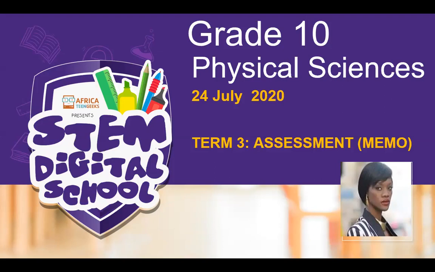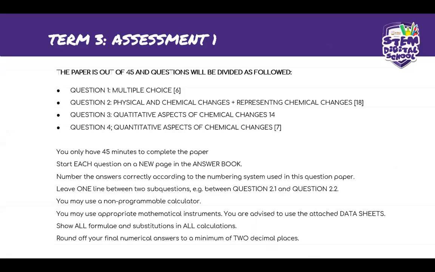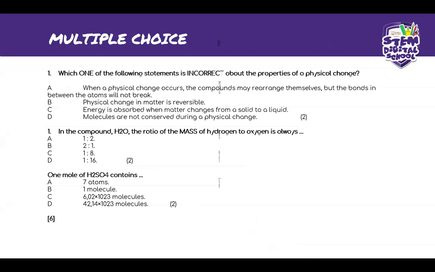Okay. So our paper was out of 45 marks, and these were the first questions. These are questions that you guys are going to answer for me, so please open up your chats. On number one: which one of the following statements is incorrect about the properties of a physical change? Please send me the answer that you wrote on the chat.